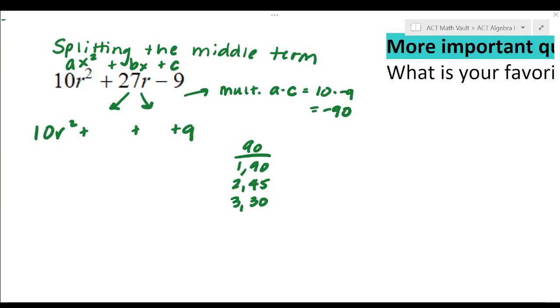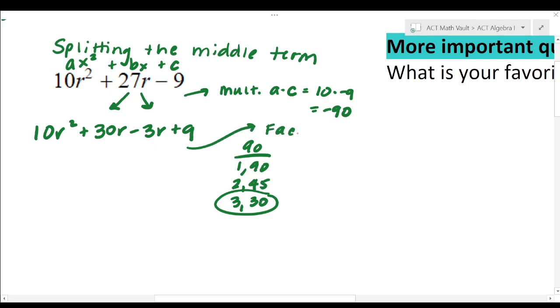So if I'm trying to get to 27 and I know it's got to be negative 90, this one is jumping out to me right now. I could do 30r, but then negative 3r. So 30r minus 3r does add up to 27r, so we're good. And then the process goes like this. Then you do factor by grouping.